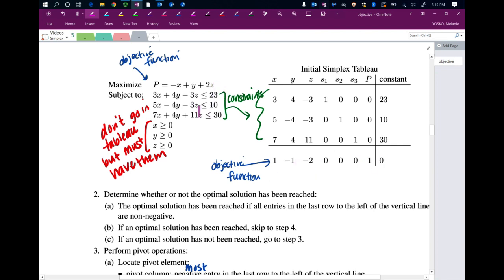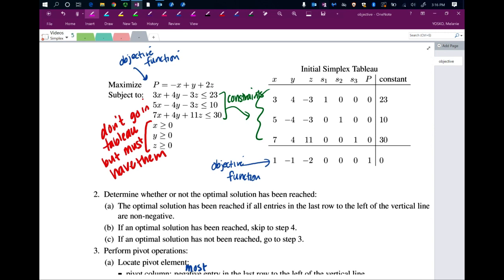And then our constraints, we changed from inequalities to equalities by introducing slack variables. And then we had to have these inequalities here, where each variable was non-negative. They don't go in the tableau, but we must have them to do the problem. So now that we've set up the initial simplex tableau, we're going to start the simplex method process.